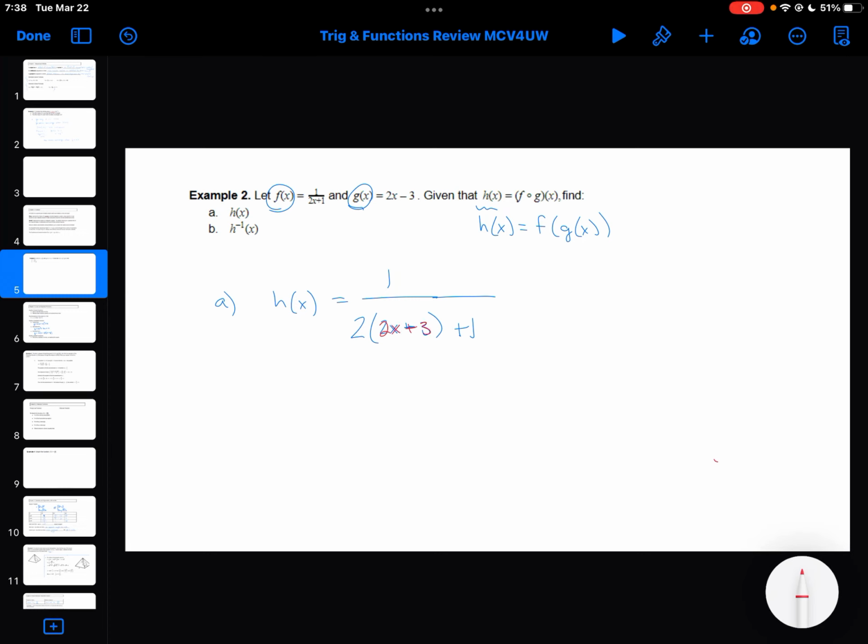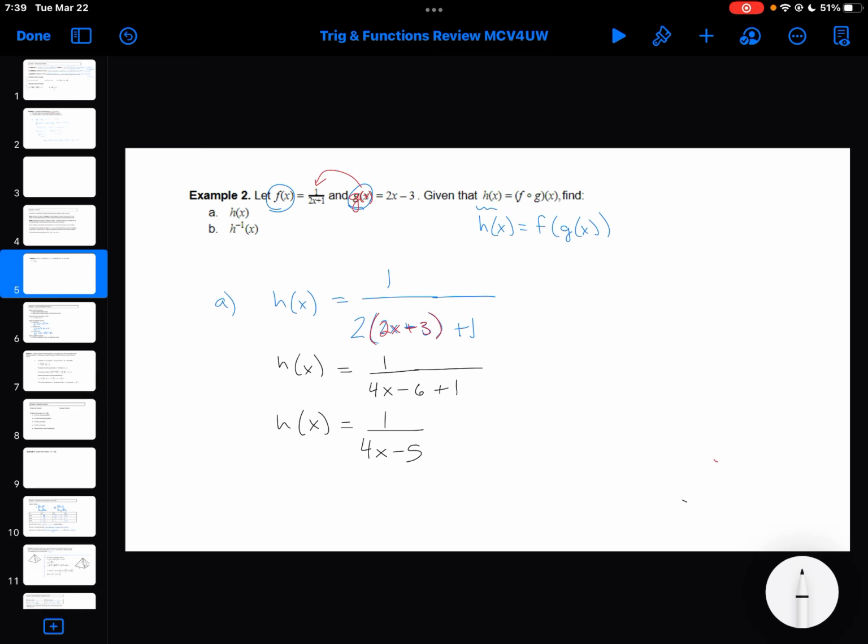I put in my g at x right into the argument of my f at x, and now I just have a new function to work with. So I've got h at x equals 1 over 4x. Let's see. Got 2x minus 3, so I'd have 4x minus 6 plus 1, which gives me my function of 1 over 4x minus 5. So there's my h at x.